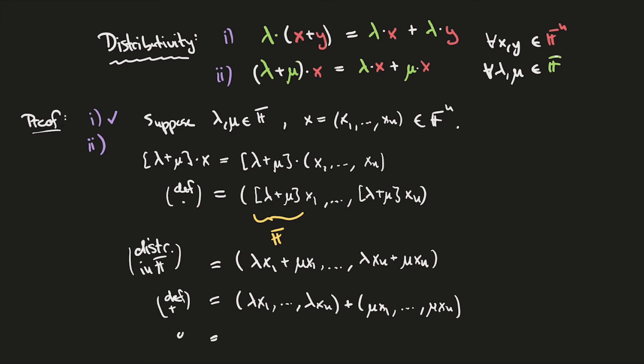Finally, we can use the definition of scalar multiplication in reverse to get lambda times (x1 up through xn) plus mu times (x1 through xn), and this is just lambda times x plus mu times x, and this is what we wanted to show.